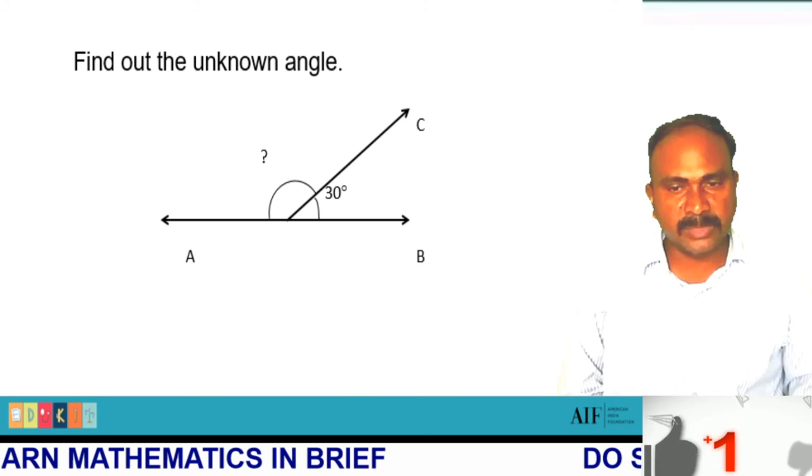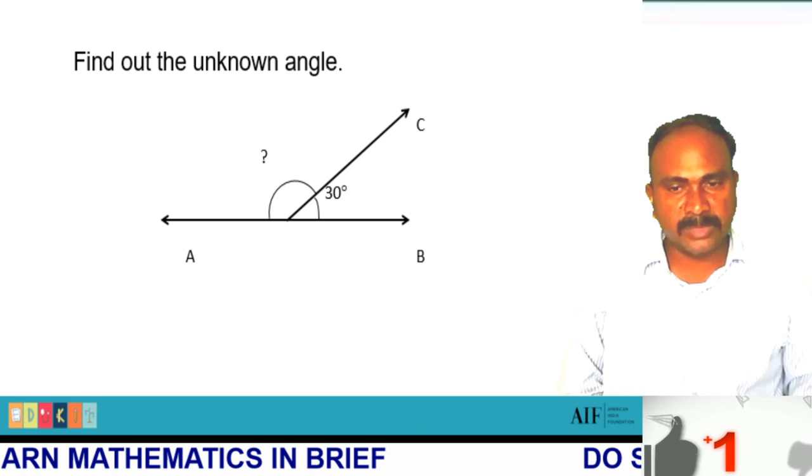Vertically opposite angles. Vertical angles are opposite angles formed by intersecting lines. What is vertical and opposite? Angles opposite to the vertex. That is, vertically opposite angles are formed by intersecting lines.